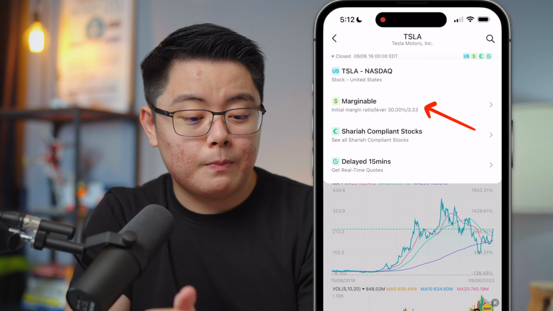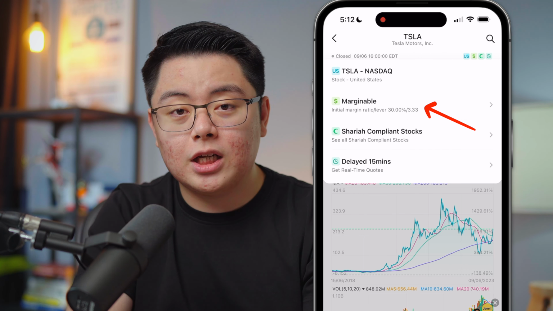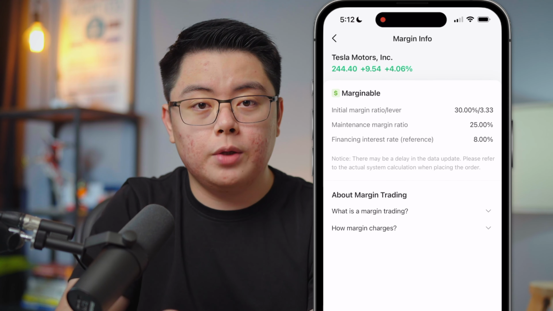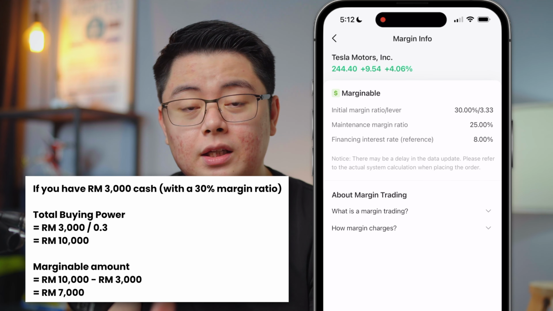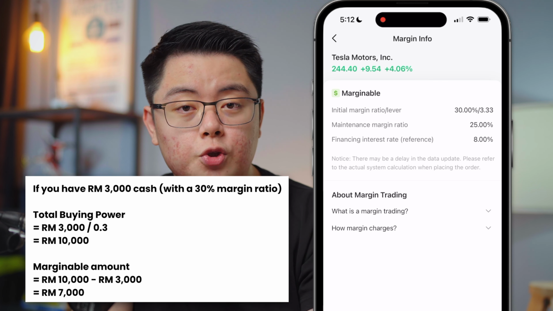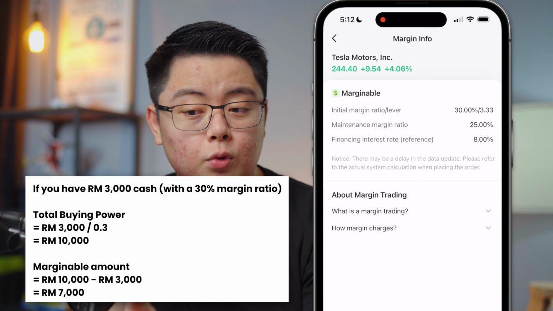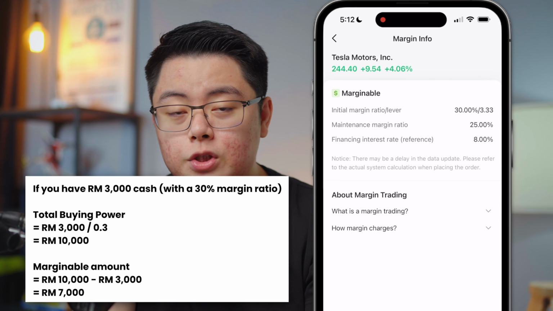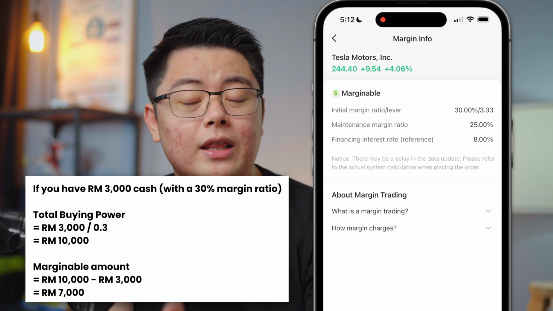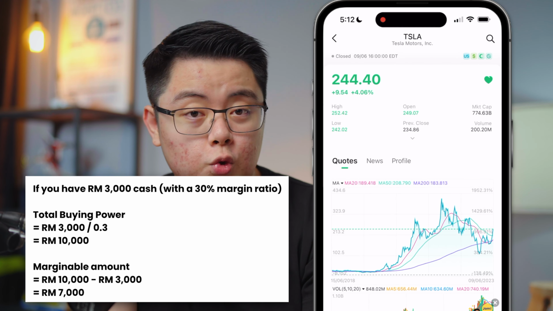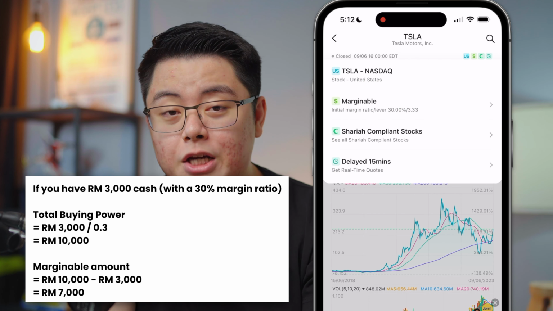And currently it is marginable, which means you can actually take a margin loan from M+Global to trade more than what you have in your account right now. For example, if you have 3,000 ringgit, a 30% margin ratio means you can actually trade Tesla on a margin for up to 10,000 ringgit, which includes your initial 3,000 ringgit. So if you happen to run short of cash on short notice and need to get the trade done, you can definitely use margin if you know what you are doing, because remember, margin involves leverage and financing fees as well.